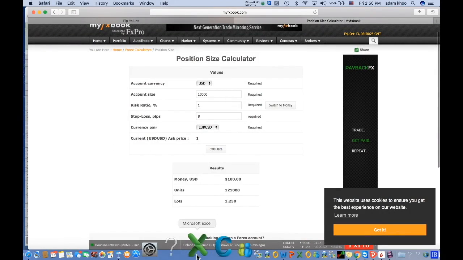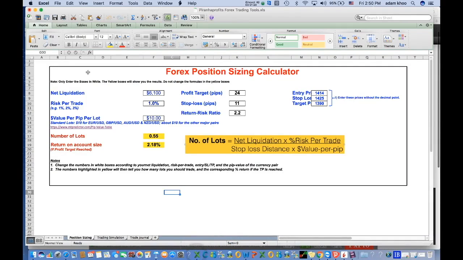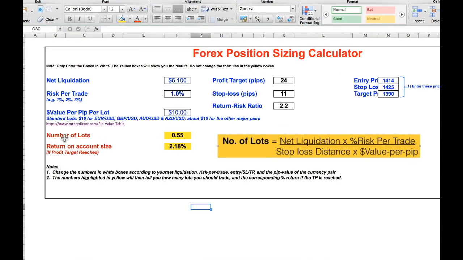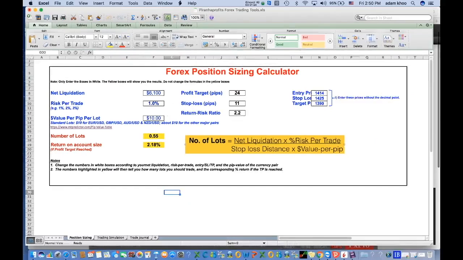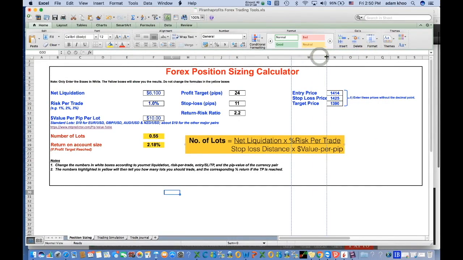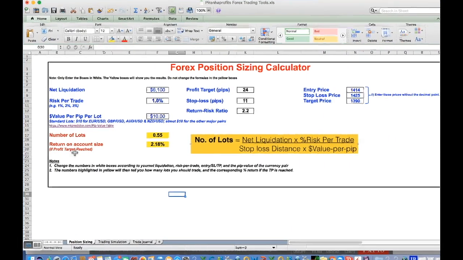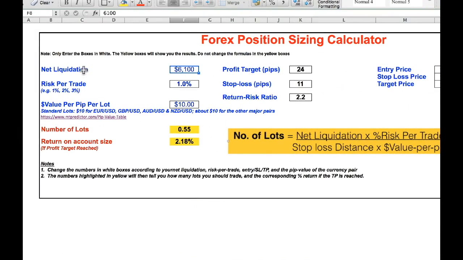If you want, you can also use the one I've provided over here. To use the ones I provided, you only key in the boxes in white. Only enter the boxes in white. The yellow boxes will show you the results. Never ever go to the yellow boxes, because if you type something there, you will change the formula and the calculator will get screwed up.